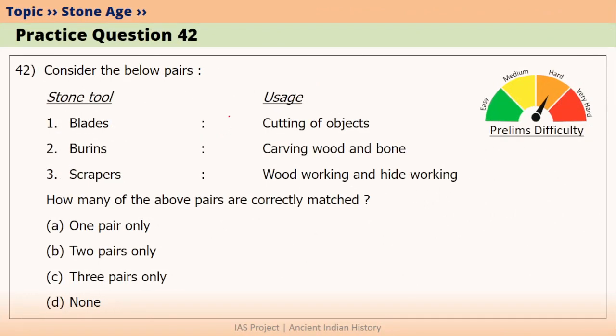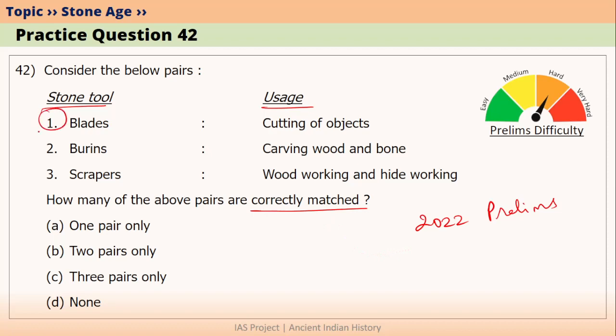The next question is, consider the below pairs. Two sets have been given. On one side we have stone tool and on the other side we have its usage. The question is, how many of above pairs are correctly matched? This type of question was asked in 2022 prelims. So whenever you are doing mock tests, please practice such kind of questions.